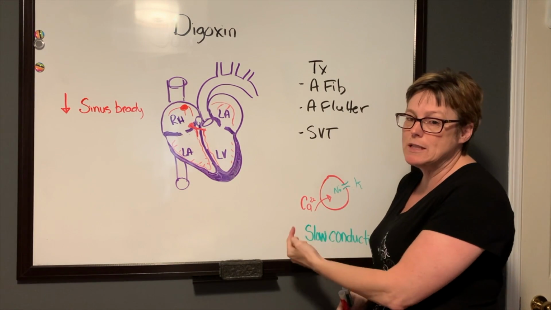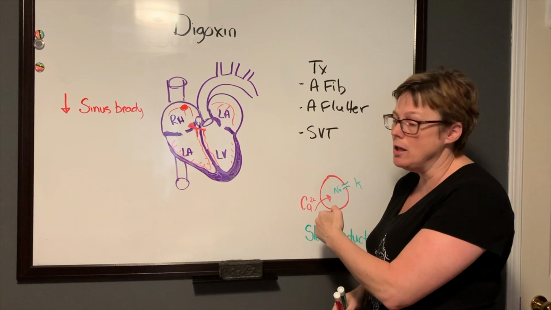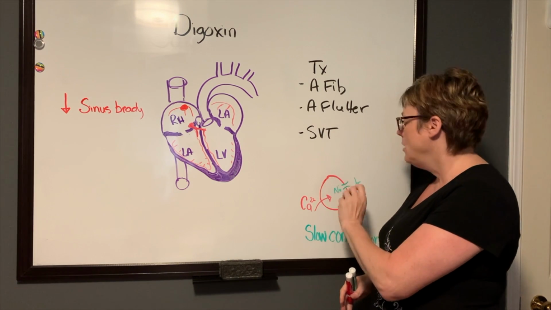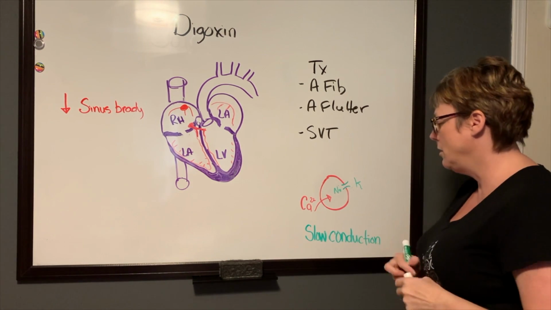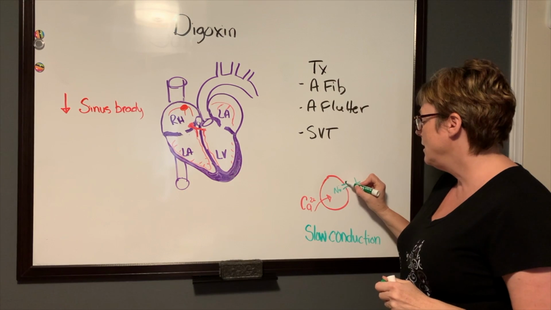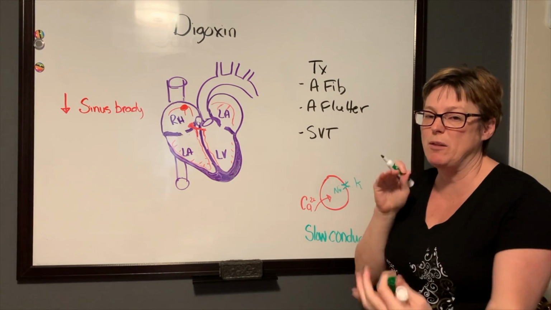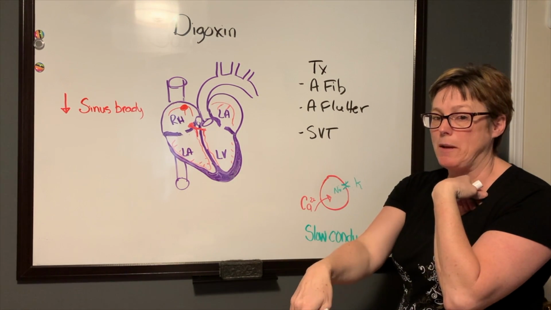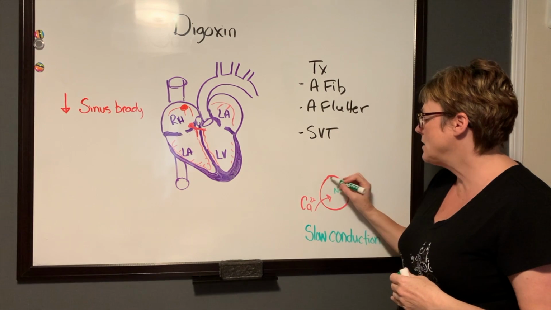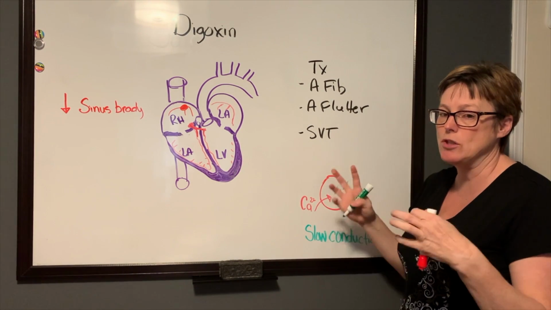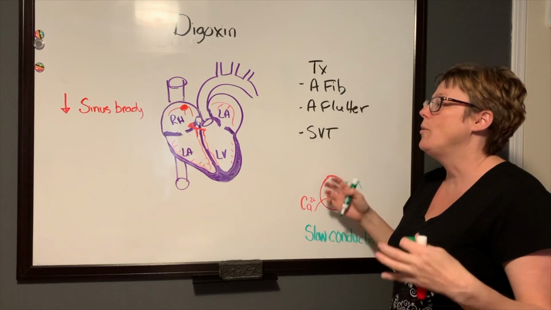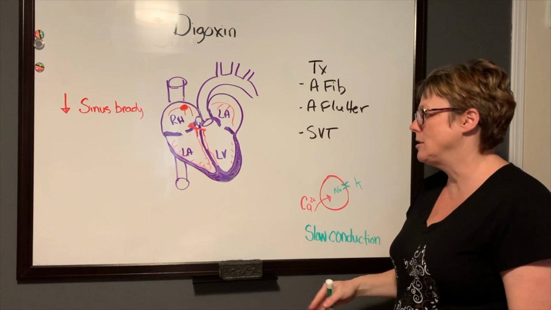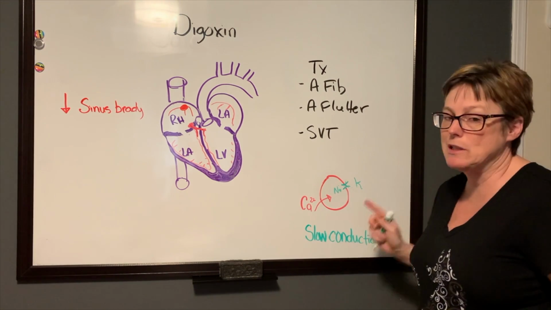One is it increases the calcium into the cell and staying there, and it inhibits, it actually prevents this process where sodium and potassium go back to their respective areas. So by keeping sodium and calcium inside the cell, we have a stronger contraction, we have a slower conduction system, and so digoxin is used to slow conduction.